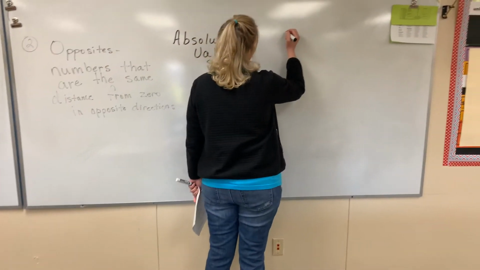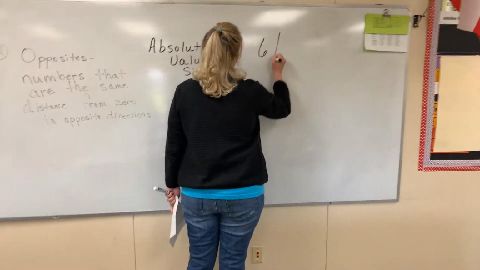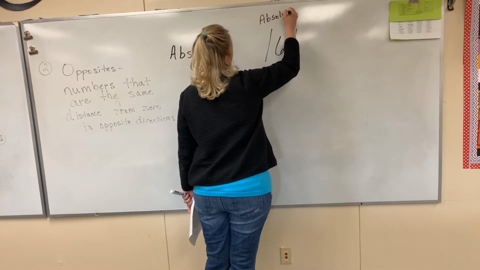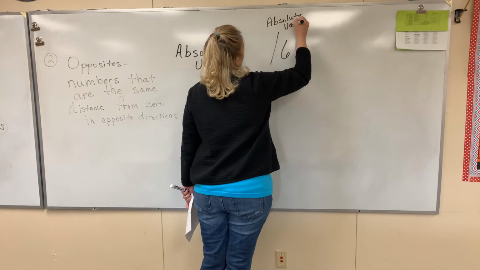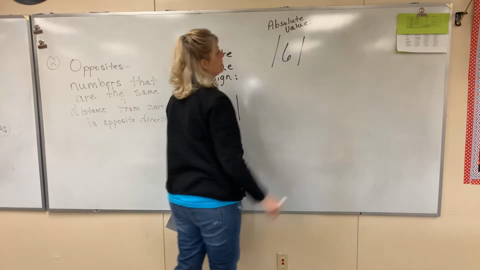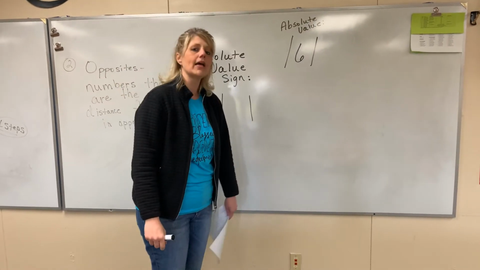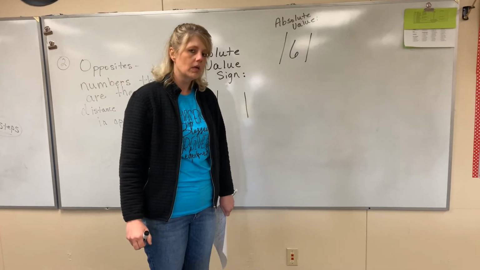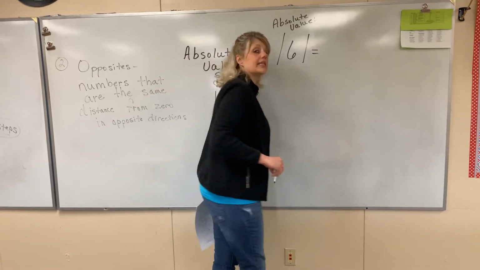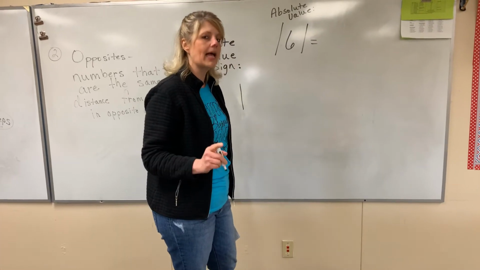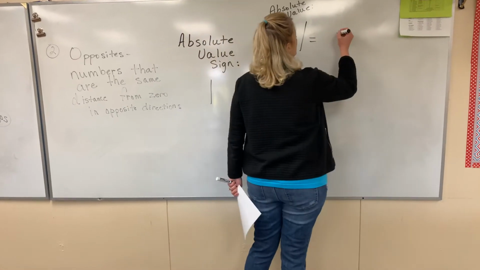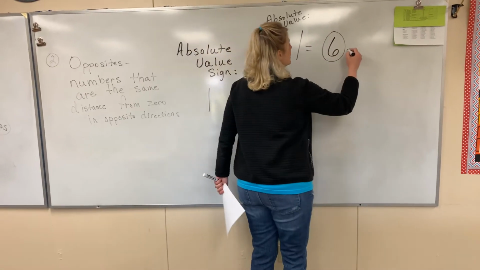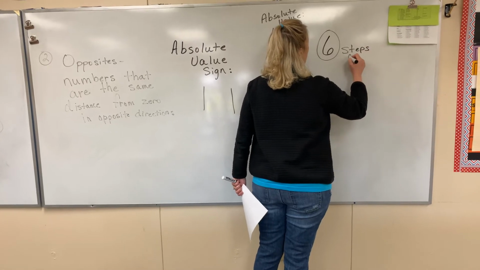So let's say, for instance, they asked you, what is the absolute value of 6? If they ask you, what is the absolute value of 6, how many steps are you away from 0? Well, common sense tells me that I would be 6 steps from 0. So your answer would be 6 because you are 6 steps from 0.